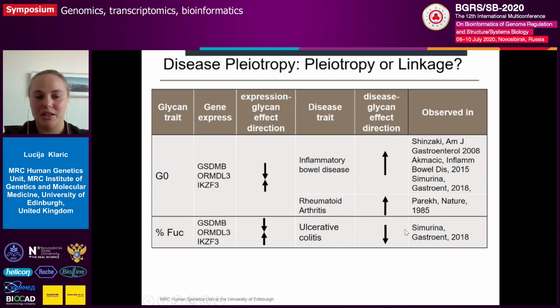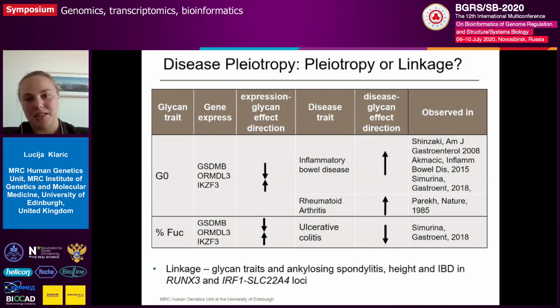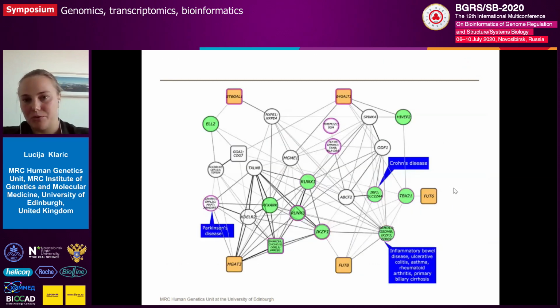But also interestingly enough, for ankylosing spondylitis, height and IBD in these two loci, RUNX3 and IRF1, we show that it seems there's more evidence supporting that there are actually two distinct causal variants regulating different traits. How does this work contribute to understanding why they observed these changes in glycosylation in these diseases in the previous reports?